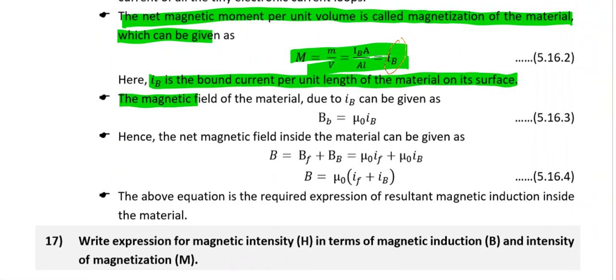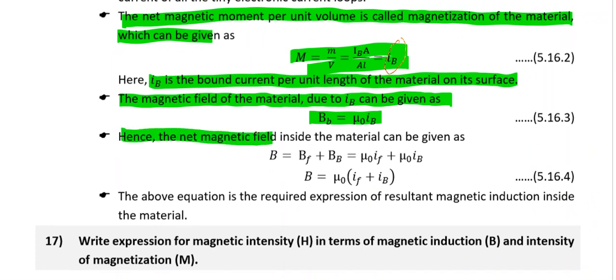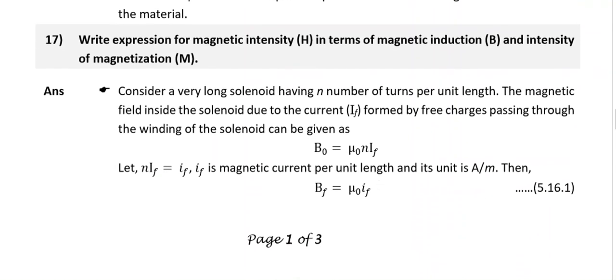The magnetic field of the material due to i_B can be given as this. Hence, the net magnetic field inside the material can be given as B_F plus B_B. Simplify, and this is what you get. That was the first question.